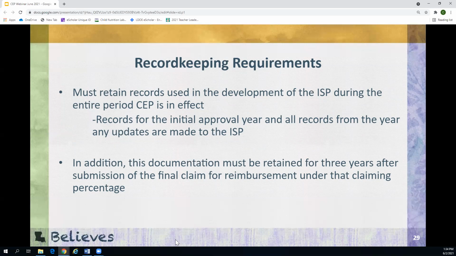So oftentimes we find that when it is printed, where you can lock it up in a safe place and keep it backed up electronically, most systems are usually good at being able to produce that from one of those two sources. You have to maintain that documentation for 3 years after the submission of the final claim for reimbursement using that claiming percentage.